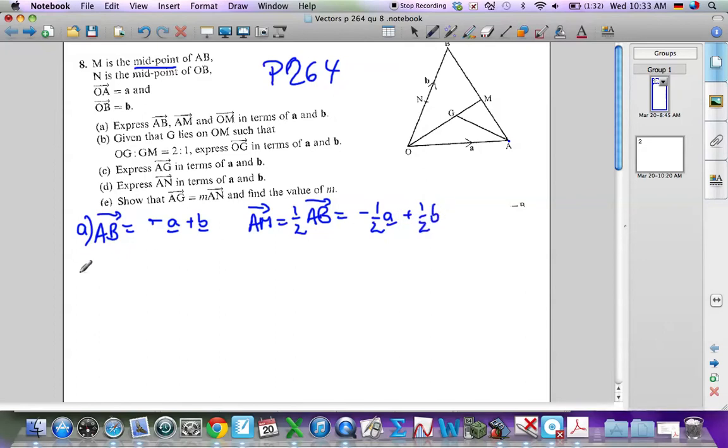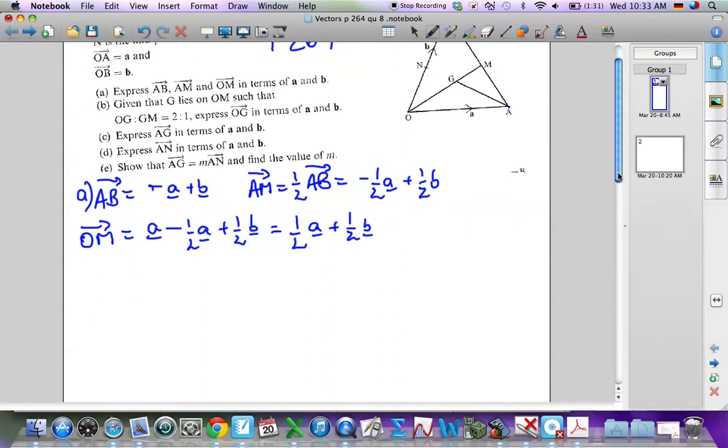Okay, then they want us to find OM. So O to M, again, I could go different ways, but I'm going to use what I've just done. So I'm going to go from O to A and A to M. So O to A is just lowercase a, and A to M is what I've just worked out, so minus a half A plus a half B. That gives me a half A plus a half B.